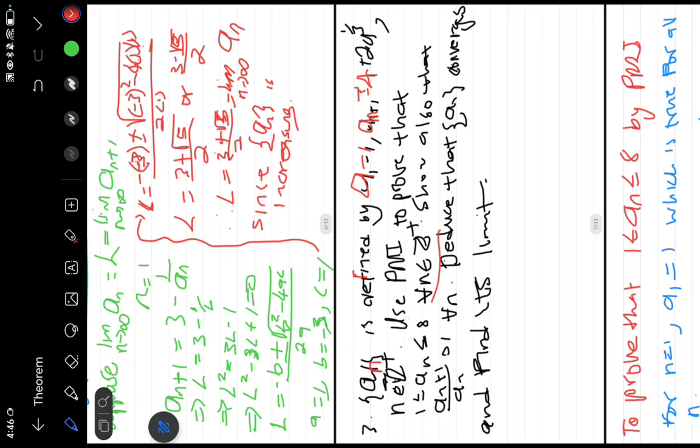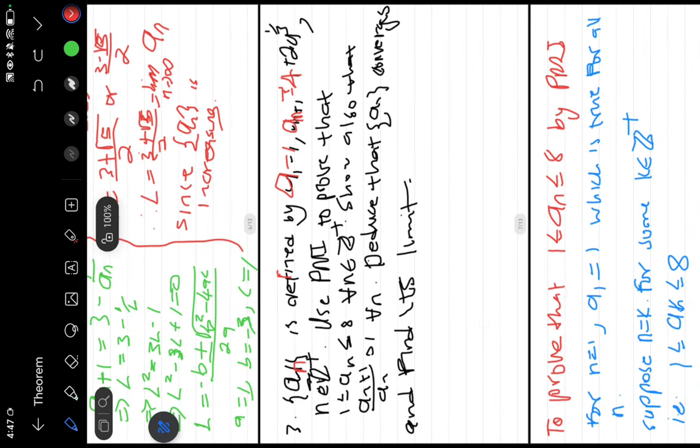Then for all n element of positive integers, and they say show also that a of n plus 1 over a of n is greater than 1, which means that we must show that it increases for all n. Then I said deduce that a of n converges and find its limit. Will the question always come the same way? It will always come like this.